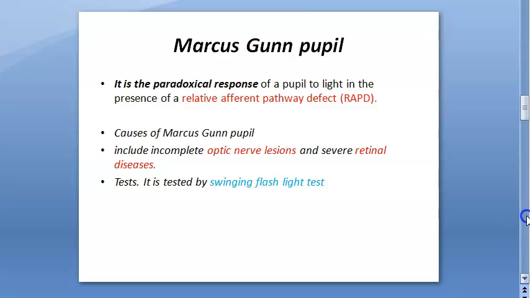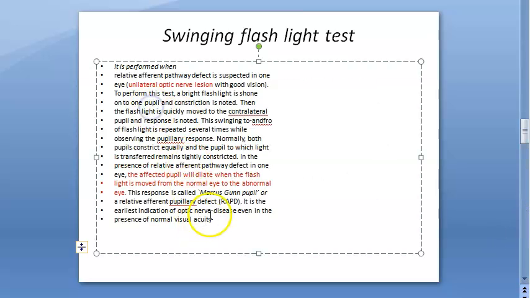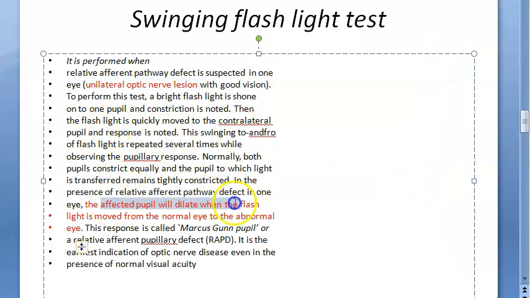Okay. So how will you do this? By swinging flashlight test, which you saw now. So this is a relative check. So unilateral optic nerve lesion only, if it is there, you can check. Okay. So what will happen? The affected pupil will dilate when the flashlight is moved from the normal eye to the abnormal eye. The affected pupil will dilate. Important.